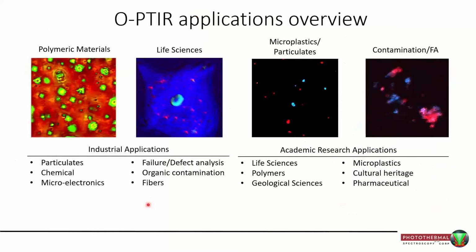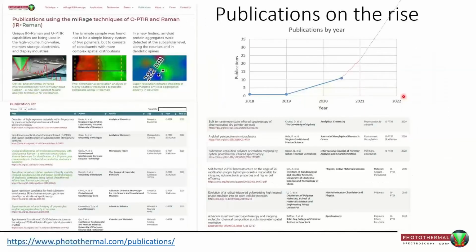A short applications overview, because I'm going to leave most of that to Brooke, of course. O-PTIR, much like regular FTIR, is used in an extremely wide range of application areas. IR is the workhorse of most analytical labs. And we've had, particularly with this instrument, a lot of success, especially with publications in the life science, polymeric materials, increasingly nowadays microplastics and contamination, and also failure analysis.